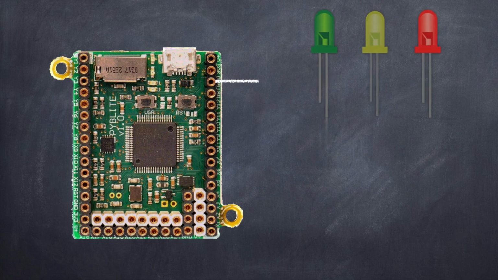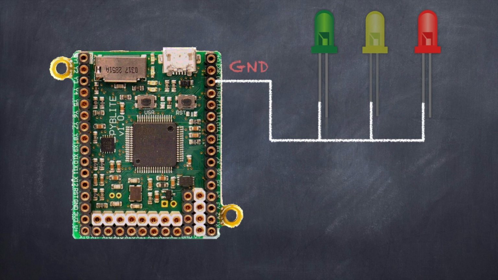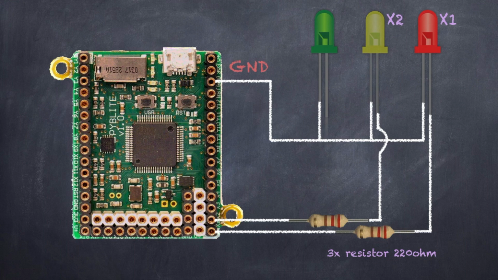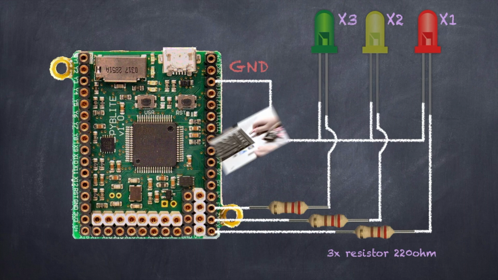Let's connect the ground to the LED cathode. Now let's connect output X1 through the resistor into the red light anode. Output X2 through a resistor into the yellow light anode. Output X3 through a resistor into the green light anode.